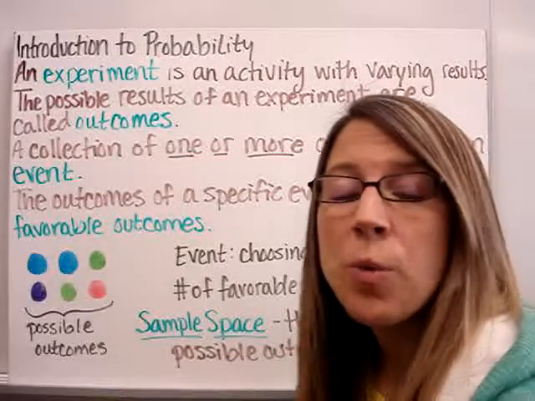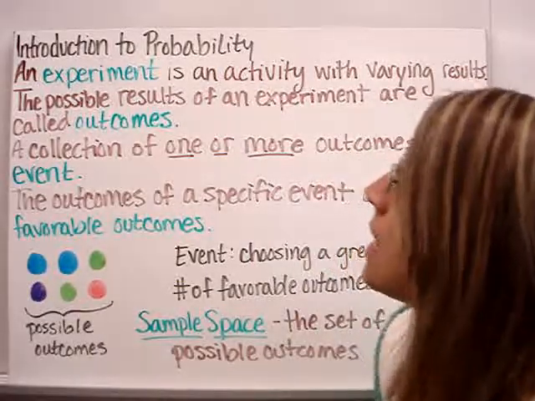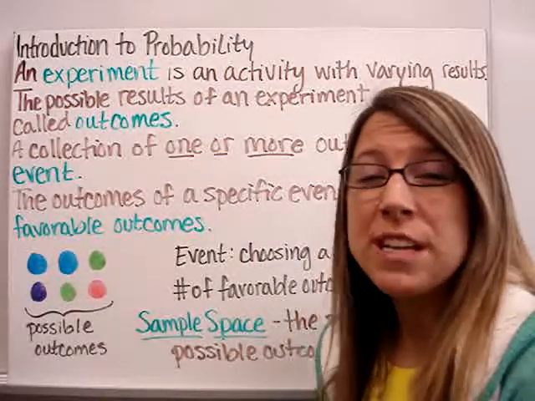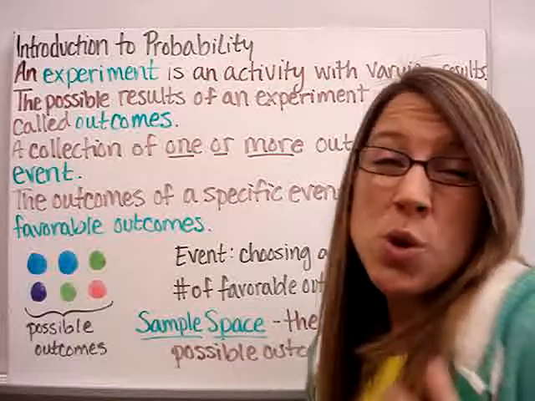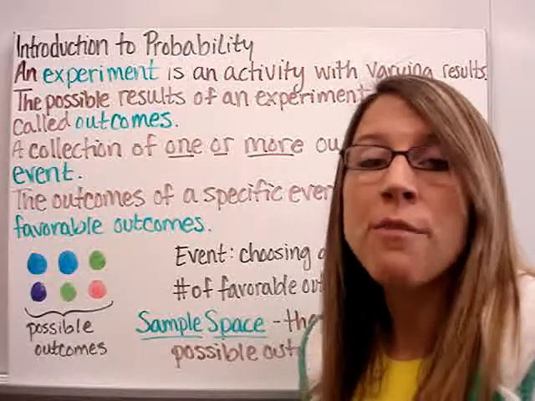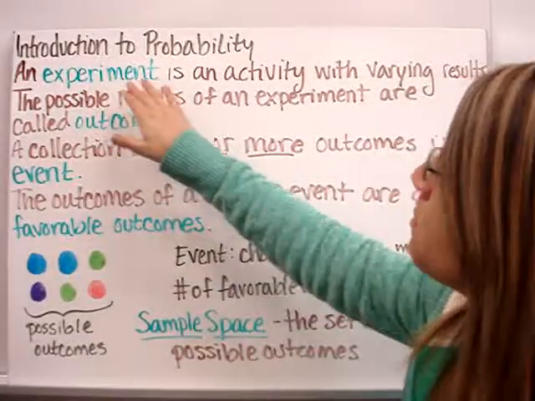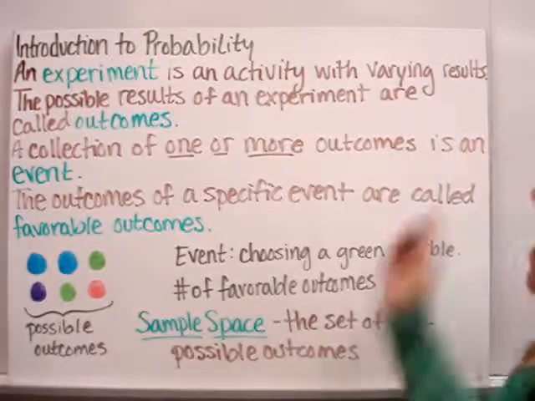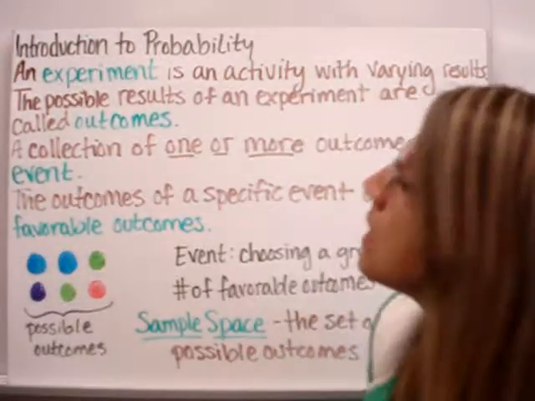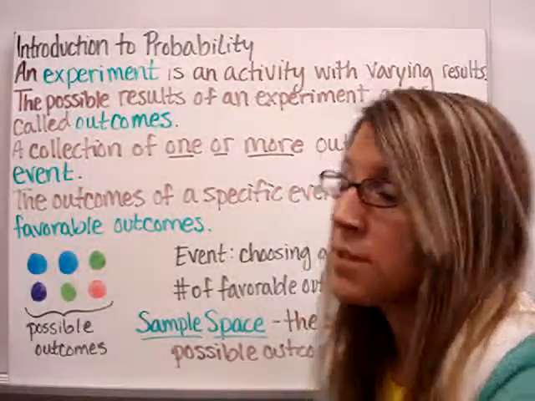In this lesson, we are going to take an introduction to probability. We're going to begin with a few definitions with words that you are going to use quite frequently throughout our study of probability. First is an experiment. An experiment is an activity with varying results. The possible results of an experiment are called outcomes.